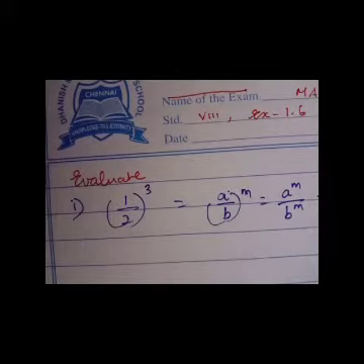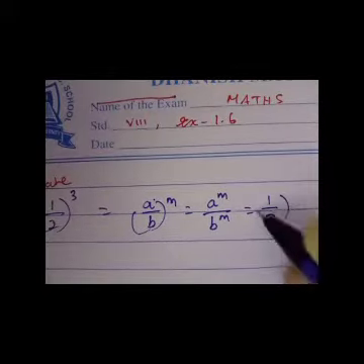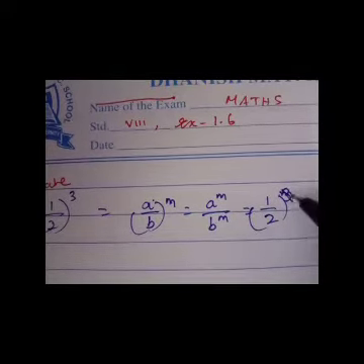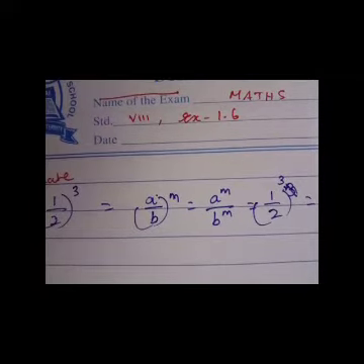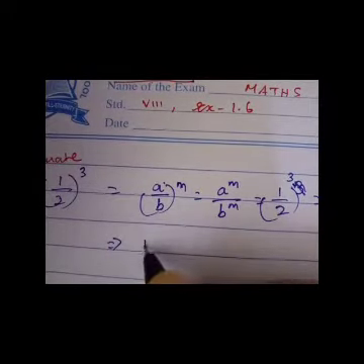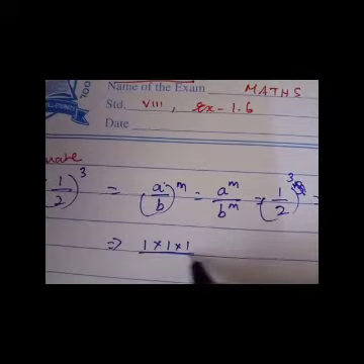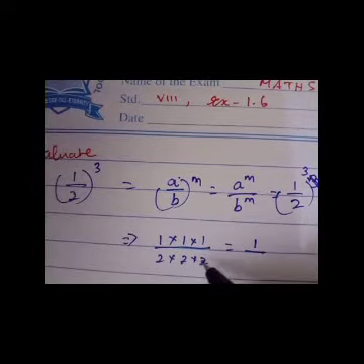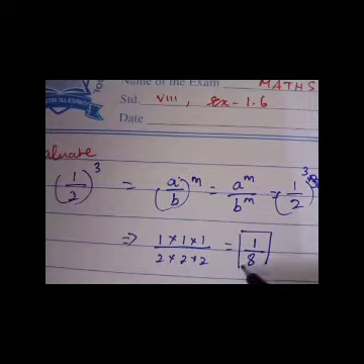So write in the form 1 by 2 the whole power 3 is equal to 1 power 3 by 2 power 3. Here the power is 3. You have to multiply the base 3 times. That is 1 into 1 into 1 by 2 into 2 into 2, which is equal to 1 by 2 2s are 4, 4 2s are 8. Your answer is 1 by 8.